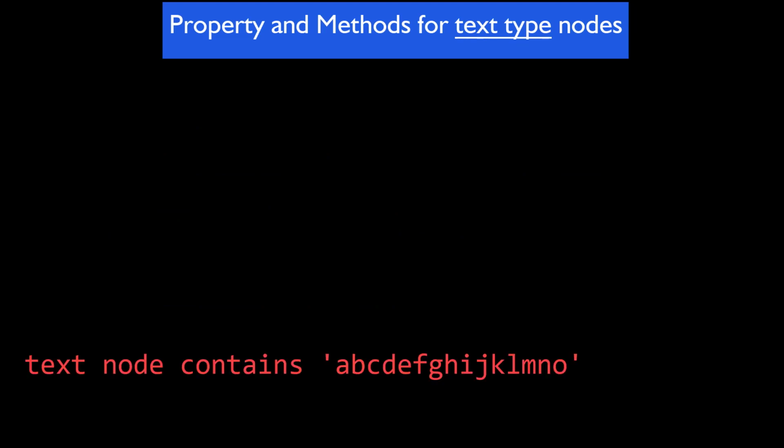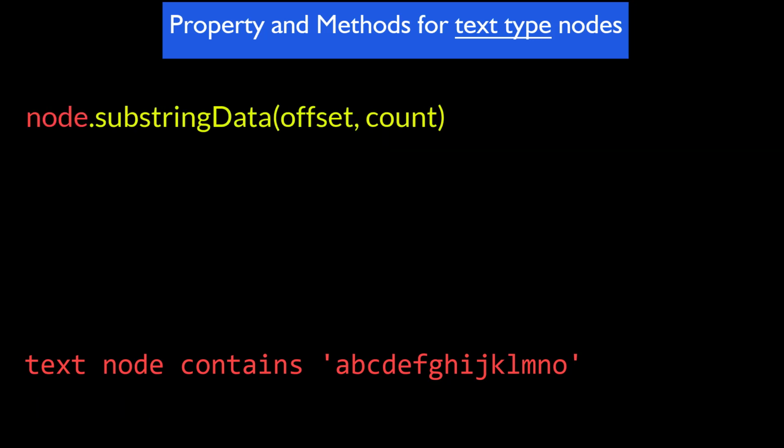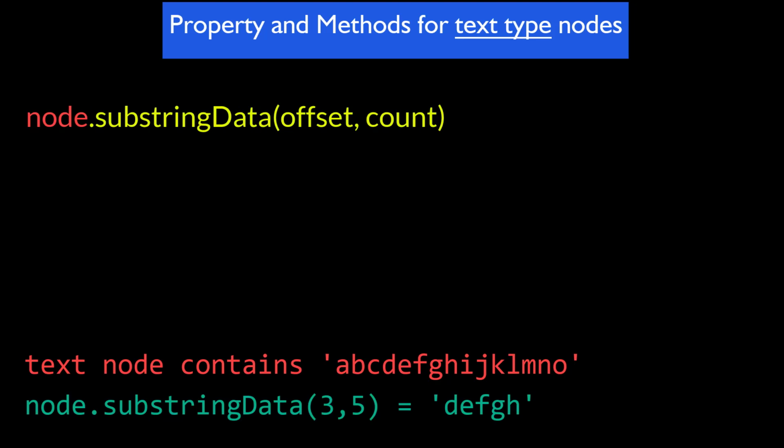Finally, we look at a property and a few methods that apply to the content of a text type node. Property length returns the number of characters in the text node. Methods substringData, and your arguments are the offset and the count. It returns the characters in the content. Offset is an integer. The first character has a 0 offset. Count is an integer.